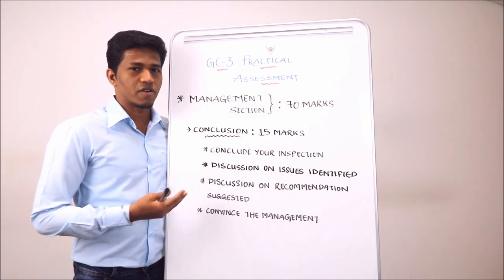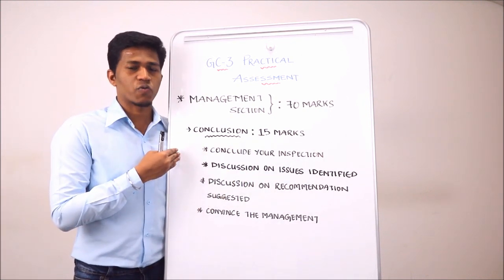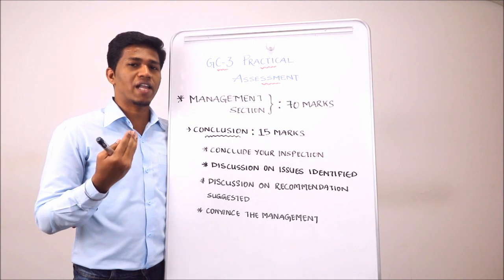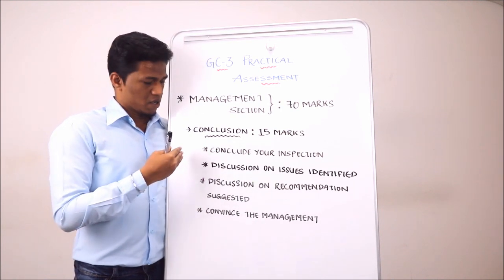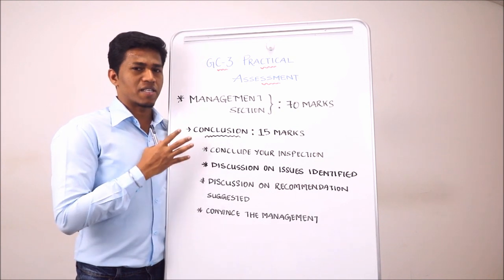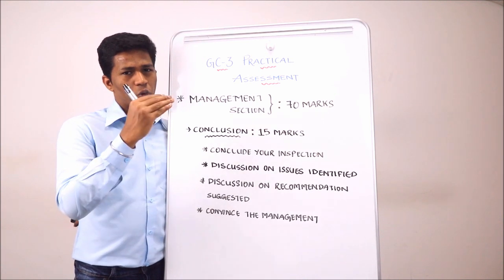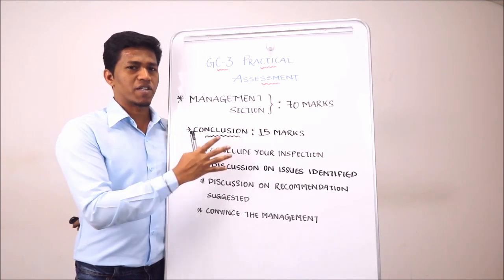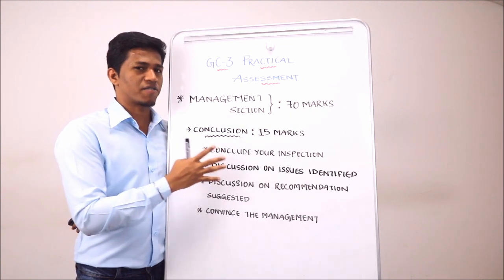Now your next section is the conclusion. 15 marks again. Now remember, this section is where you show your caliber. How good am I at convincing my management? Writing this section, keeping this in mind, you are going to conclude your overall inspection. Now write these 3 parts, which must be reflected in your report.